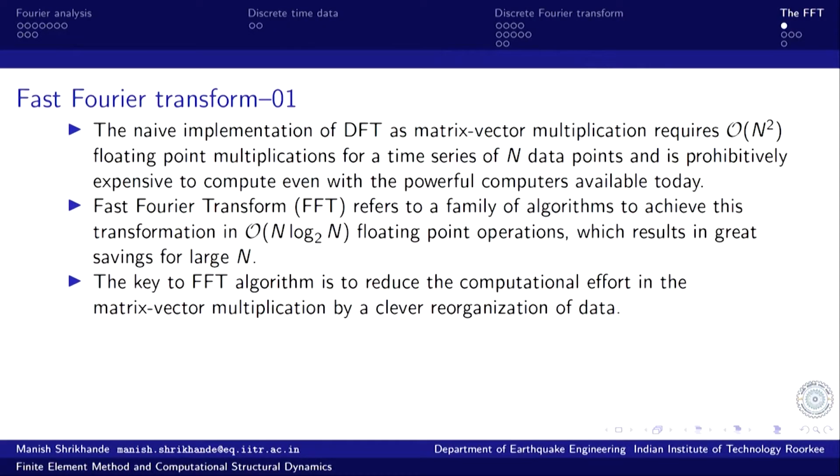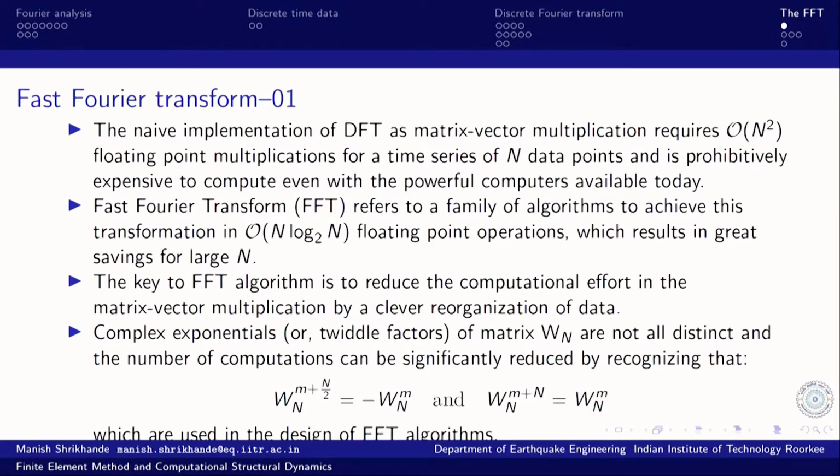So, what is the key to the FFT algorithm? How can such dramatic savings be achieved? The key to the FFT algorithm is to reduce the computational effort in matrix vector multiplication by a clever reorganization of data. That is all we do. So, the power of observation: look at the pattern, how the computations are arranged, identify the pattern, and try to find a simpler way of arriving at the same results in a more efficient manner.